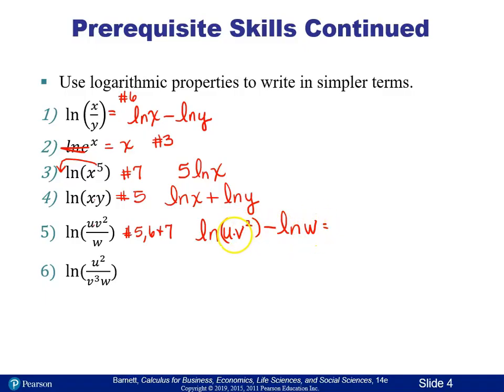Okay, when I break this apart, because I do still have things multiplied together here, I'm going to break it apart as the natural log of u plus the natural log of v squared minus the natural log of w. Looking at this, since these are multiplied, that's why this breaks into two things added together. And then this is almost there. The only thing we need to do is bring this 2 down in front. So I'm going to have the natural log of u plus 2 natural log of v minus the natural log of w.